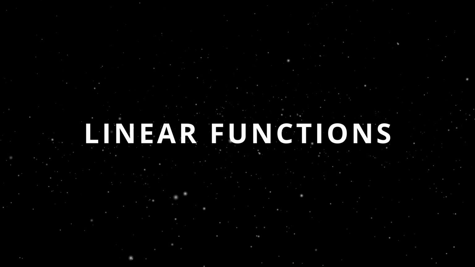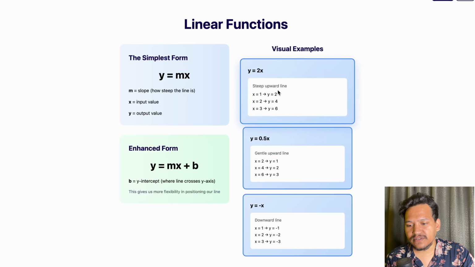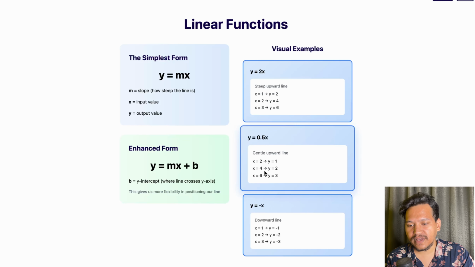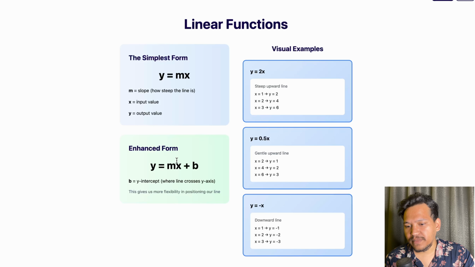Now let's focus on the type of functions we saw in our neuron, linear functions. The simplest linear function is y = mx, where m is the slope, how steep the line is. x is our input, y is our output. If m equals 2, then we get y = 2x, a steep upward line. If m equals 0.5, we get y = 0.5x, a gentle upward line. If m equals minus 1, then we get y = minus x, that is a downward line. But we can make this more powerful.